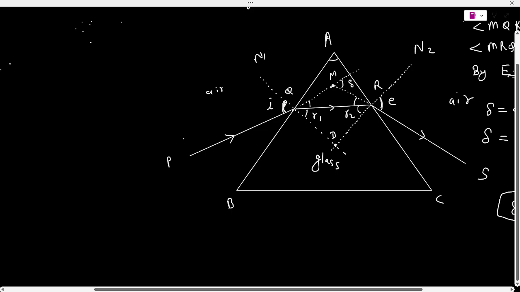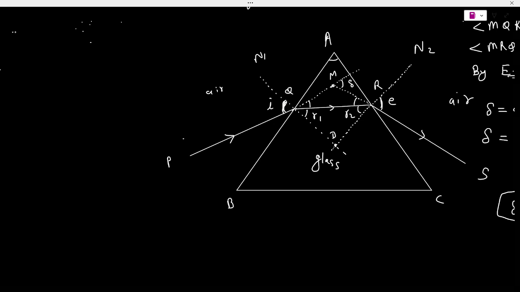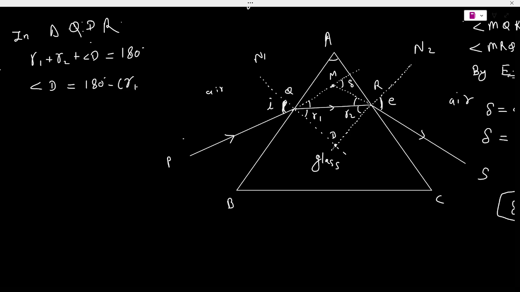Okay, so now we have triangle QDR. By angle sum property, you can write R1 plus R2 plus angle D equals 180. So what is the value of angle D? Angle D is equal to 180 minus (R1 plus R2). This is equation 2, by angle sum property.